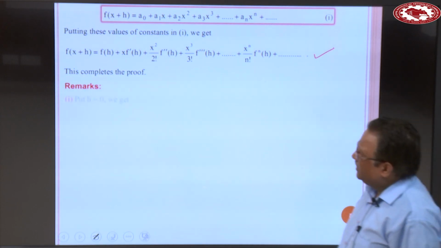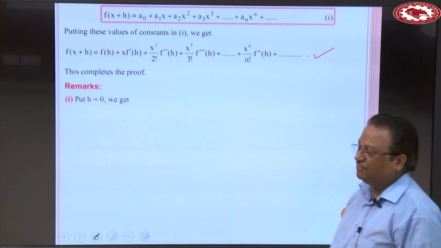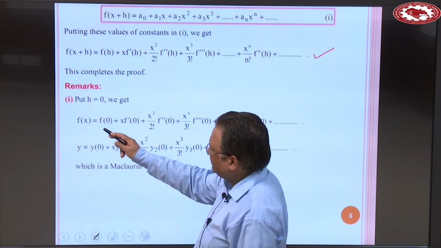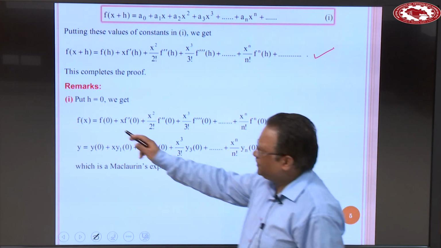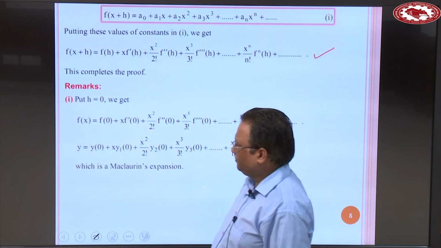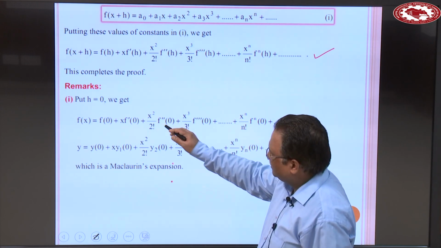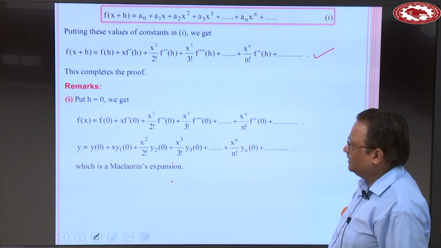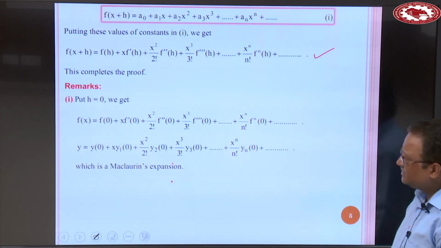Now here the remark is, when h is equal to 0, then it becomes Maclaurin's theorem. So when h is equal to 0, we obtain f x is equal to f 0 plus x f dash 0 and so on. What is f 0? f 0 is y0. f dash 0 is y1 at 0. So y1 means first differentiation, y2 means f double dash, y3 means f triple dash, yn means nth derivative. So when we put h is equal to 0 here, we obtain Maclaurin's expansion.